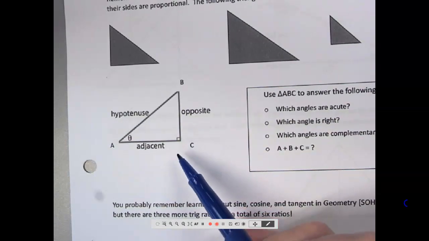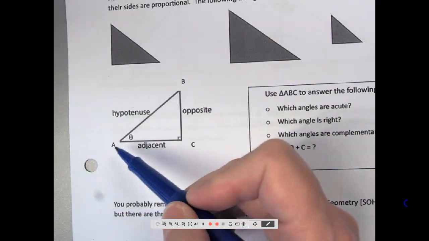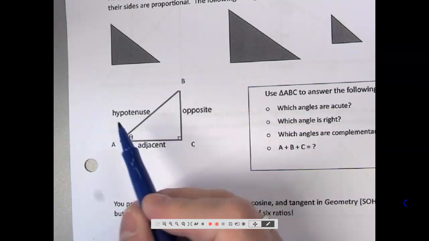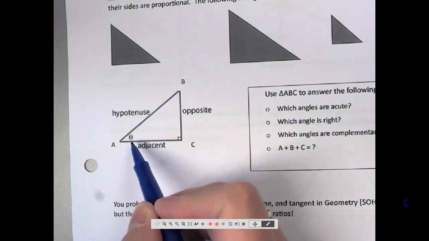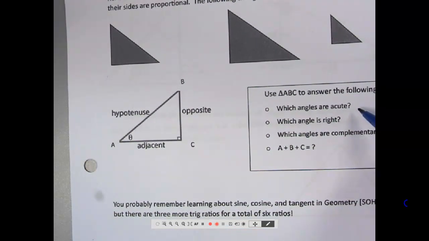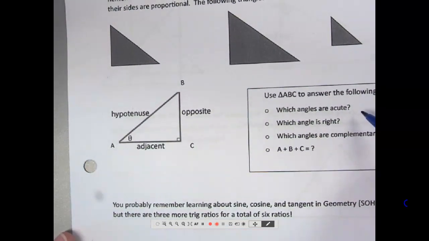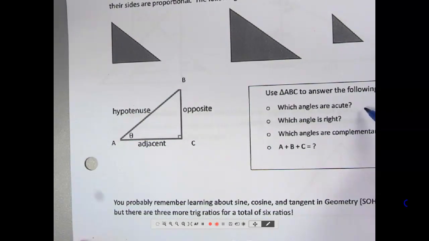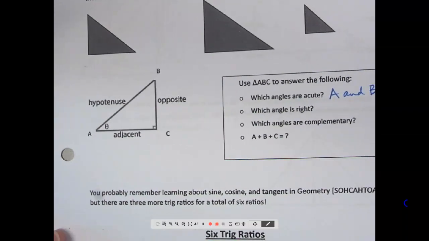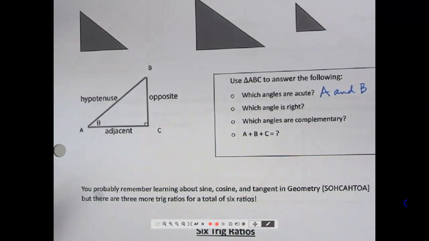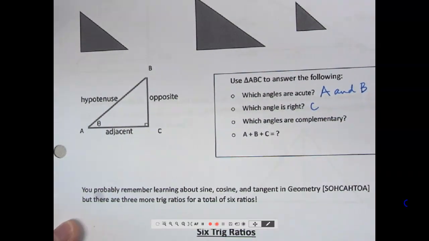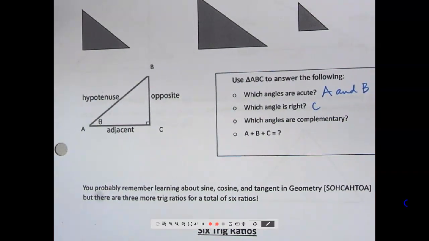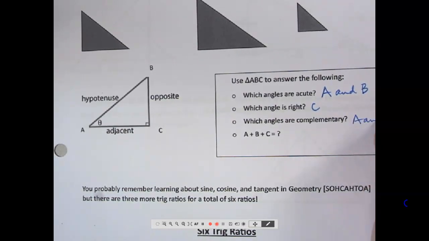Okay, so here's a handy-dandy right triangle. Notice I do have the vertices labeled ABC, but I also have a theta right in here inside this one. Which angles are acute? Let's just use A, B, and C for our angle names for now. A and B, because they are less than 90 degrees. Which angle is right? C, meaning 90 degrees. Which angles are complementary? A and B. What does complementary mean? Adds up to 90. A and B.